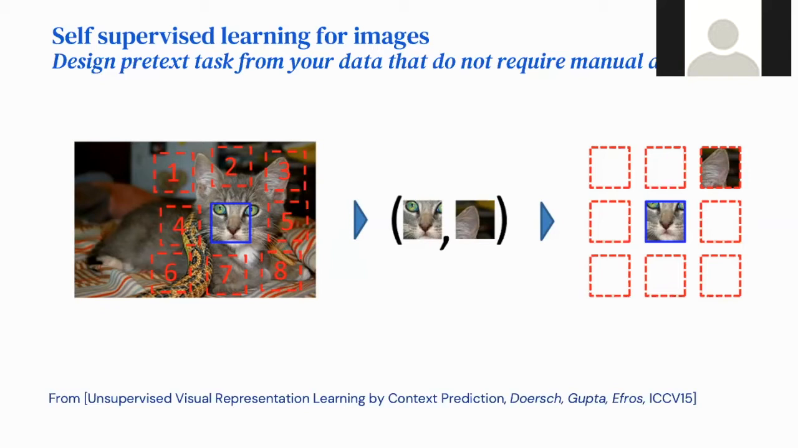And here I'm citing this paper from ICCV 15, which, given an image, tries to predict the relative position of two patches extracted from the image. By doing so, you will, for example, learn where the face of the cat is relative to the ear. And by learning this, you will be able to learn a good representation of the image. And again, you don't need any manual annotation for doing so. You just need raw images.